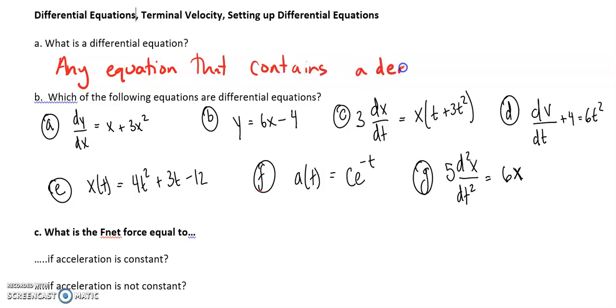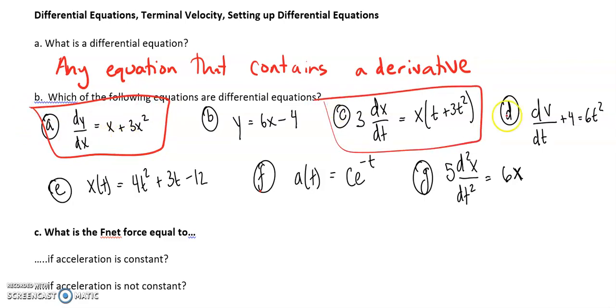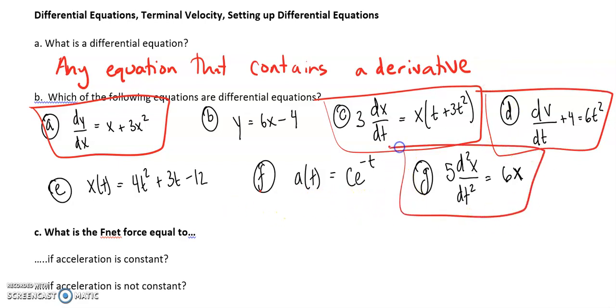So I want you to look at the equations A through G below, and I want you to think about which of these equations are differential equations. Go ahead and pause the video, take a guess, and then check back in. Okay, so looking at this, again, a differential equation is just anything that contains a derivative. So A has a derivative. Let's see what else. B has a derivative. D has a derivative. And G has a second derivative, a double derivative, but all derivatives.